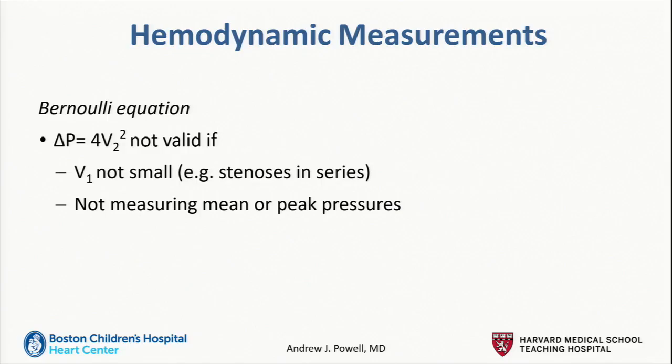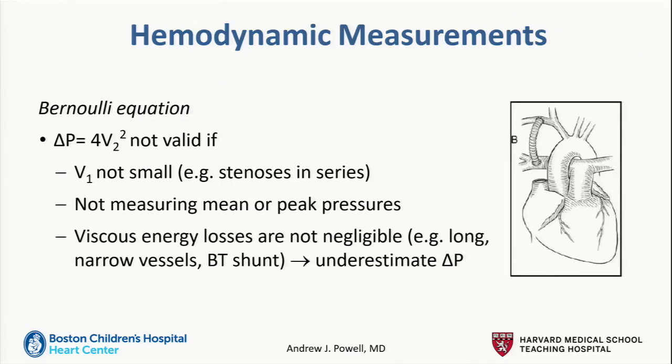Another example would be if you're not measuring the mean or peak pressure. In that case, that middle term couldn't be ignored. Well, that doesn't usually apply because we're usually measuring mean or peak pressures. But the third one is important too. Those viscous energy losses, that third term, are not going to be negligible in the setting of long or narrow vessels, or a Blalock-Taussig shunt, for example.